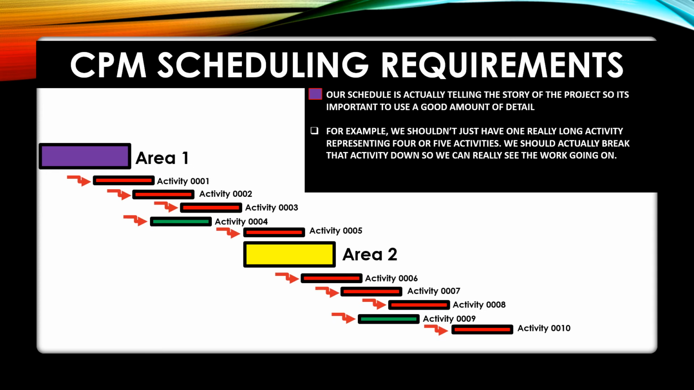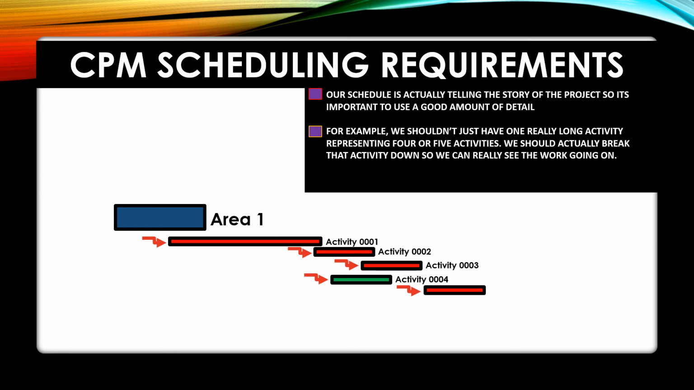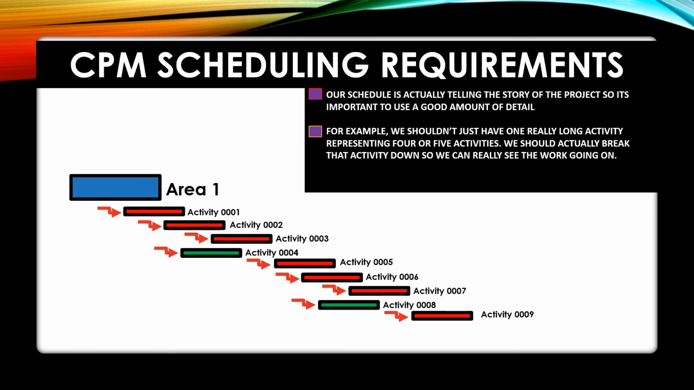So when we're building out our schedule, it's really important to use a good amount of detail. For example, we shouldn't just have one really long activity representing 4 or 5 activities. We should actually break that activity down so we can really see the work that's going on.